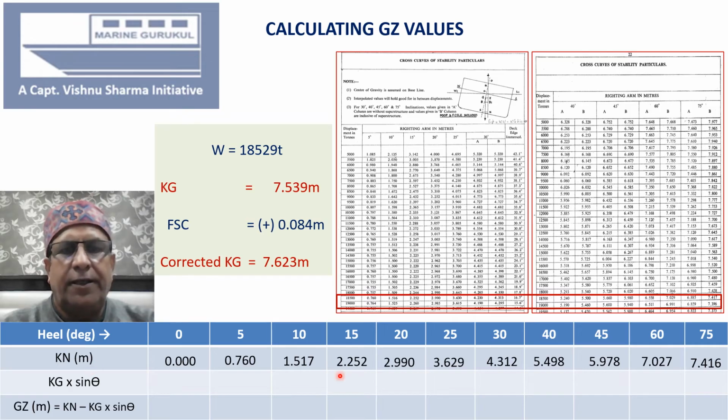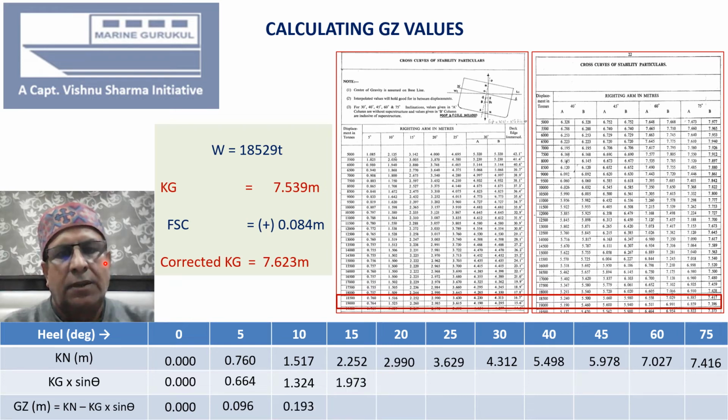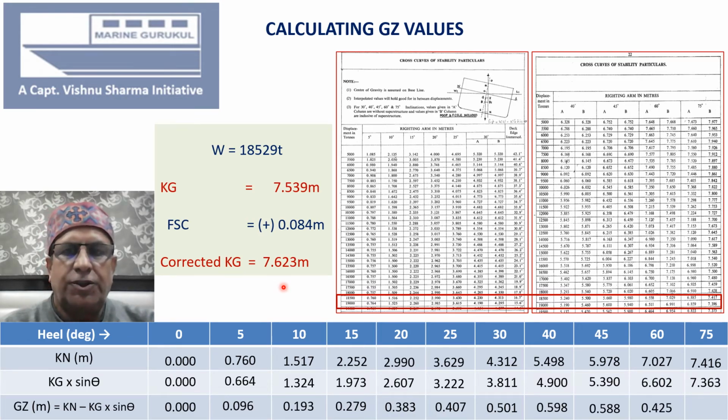Once you obtain Kn, then KG 7.623 into sine of the respective angle of heel, and we can keep subtracting it from the Kn values and keep filling up, obtaining the GZ values like this. Like this one is KG 7.623 into sine of 15 degrees, 1.973, subtract from 2.252, and you'll get the GZ. And likewise we complete this table and we get the GZ values, which shall be used for drawing the GZ curve or curve of statical stability.